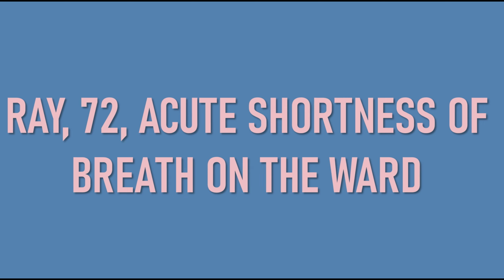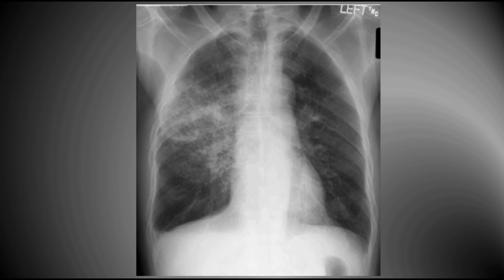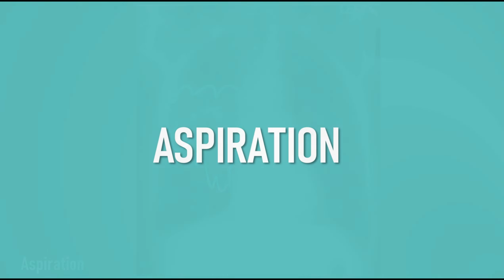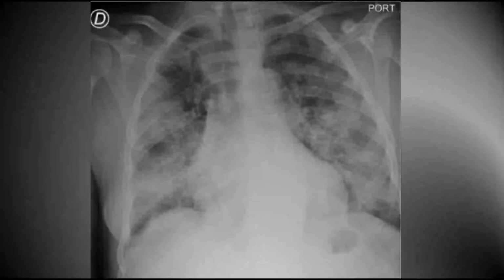Ray is 72 and presents with acute shortness of breath on the ward. Can you see the abnormality here? There is a right middle lobe infiltrate, and the likely diagnosis here is that Ray has aspiration pneumonitis. This is another case of dense infiltrates in the lower zones of the lungs with apical sparing. This is typical of bilateral aspiration pneumonitis.